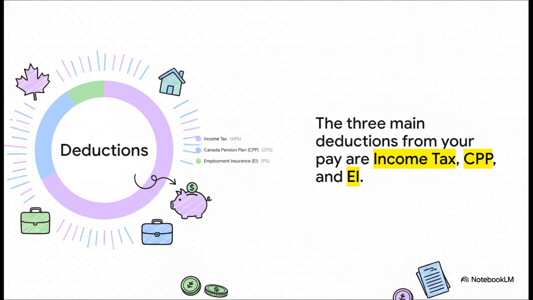So, what are those deductions actually for? Well, as you can see, the biggest piece of the pie is income tax. We've already talked about what that covers, but then there are the other two. You've got the Canada Pension Plan, or CPP. That's money set aside to provide you with an income when you eventually retire or if you become disabled. And then there's employment insurance, or EI. That's a safety net that gives you temporary financial help if you ever lose your job.